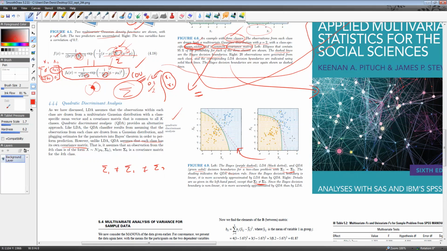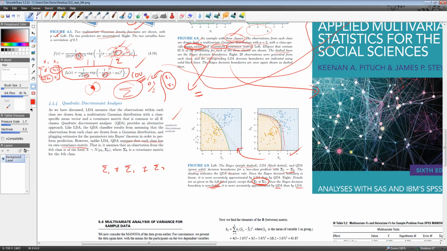This one is a little bit more complicated because it doesn't have this kind of fine shape over here. So here's where maybe QDA might actually be better. Covariance matrix 1 does not equal covariance matrix 2. And since the boundary is nonlinear here, it's better approximated by QDA rather than LDA. So it's a little bit more of a complicated function.